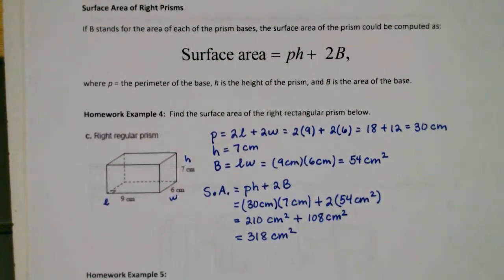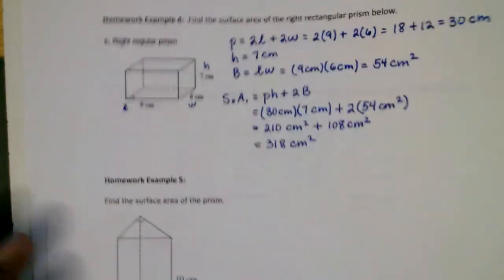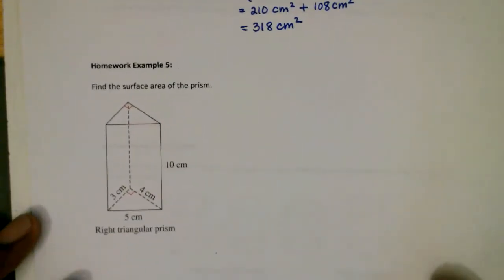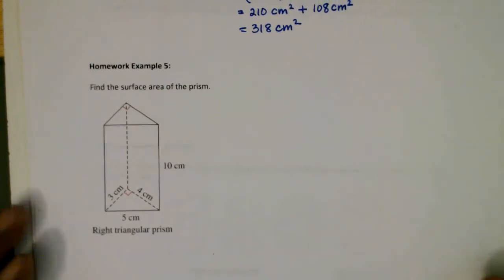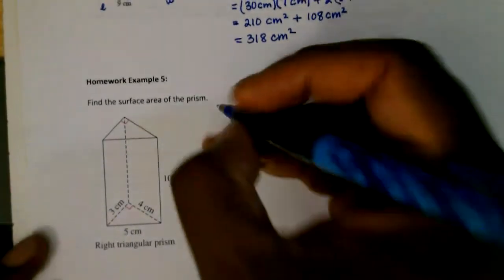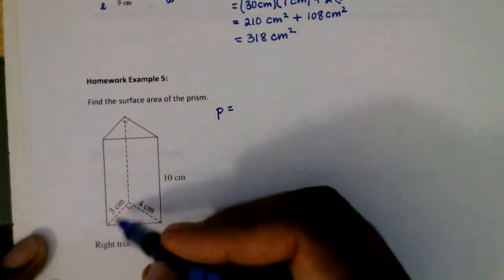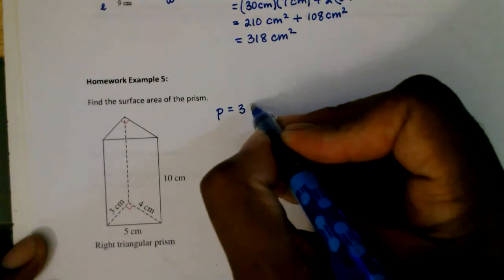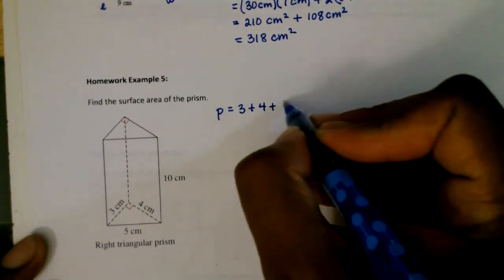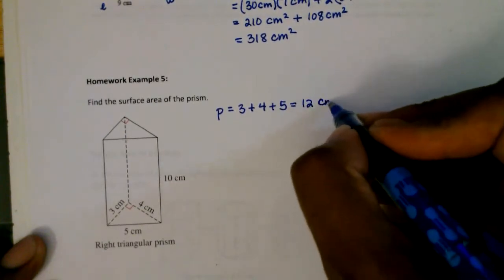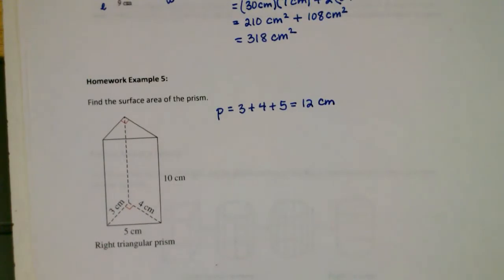All right, suppose we had a right triangular prism, and I want to find its surface area. At this time, the base is a triangle. So now the perimeter of that triangle, notice I have lengths 3, 4, and 5. So I just add those lengths, 3 plus 4 plus 5. And that would give me 12 centimeters.